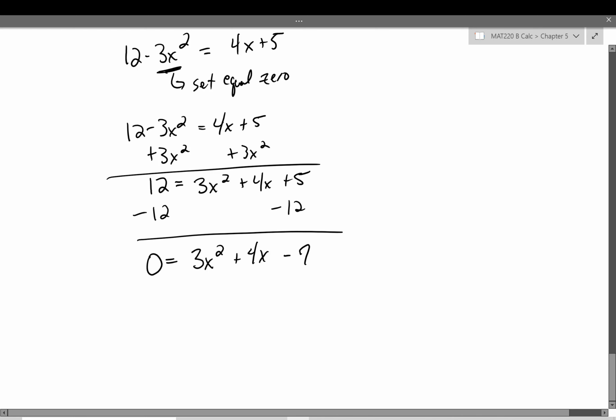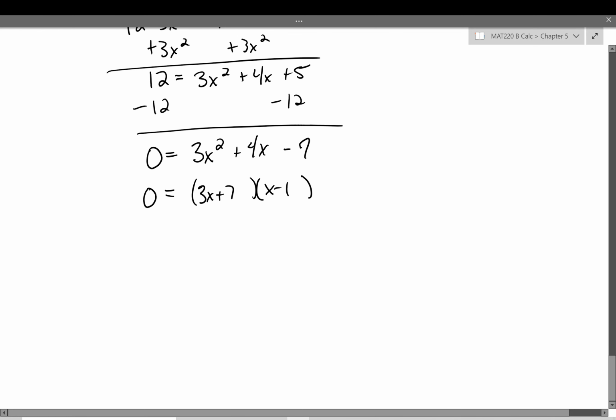Okay? So I went ahead earlier and I factored this to give me 3x plus 7 and x minus 1. Now I will set each factor equal to 0. For the first, that's going to be x equals negative 7 over 3.